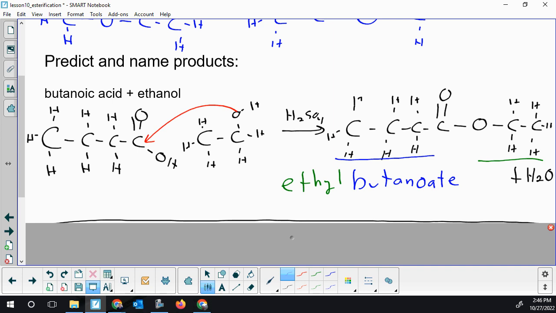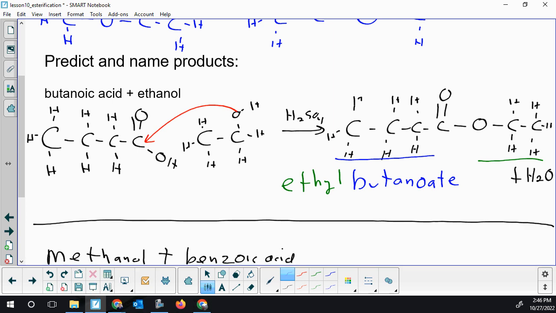Now these names can get really tricky if they're side groups, but we will be doing non-branched examples. Okay. We'll leave branched examples, side groups on the butanoic acid for post-secondary. So that's the bottom answer. One last example to do.